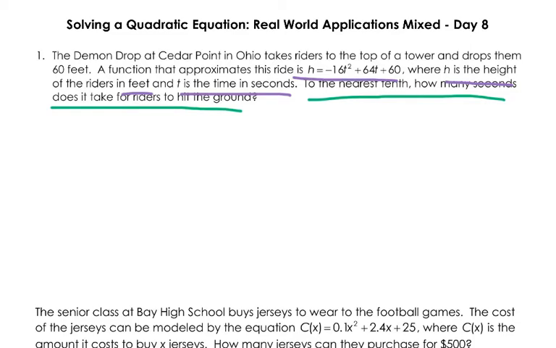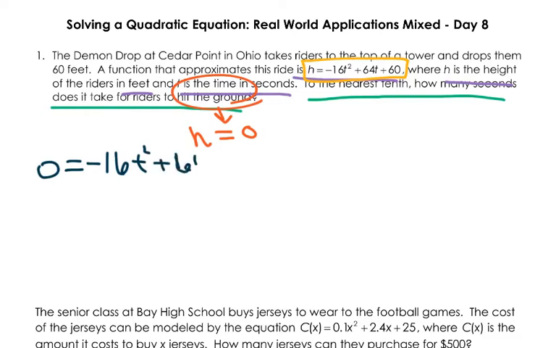Well, when it hits the ground, I know the ground level height is 0, right? So h would equal 0 here. Going back to the equation that was given to me, my equation would look like 0 equals negative 16t squared plus 64t plus 60.